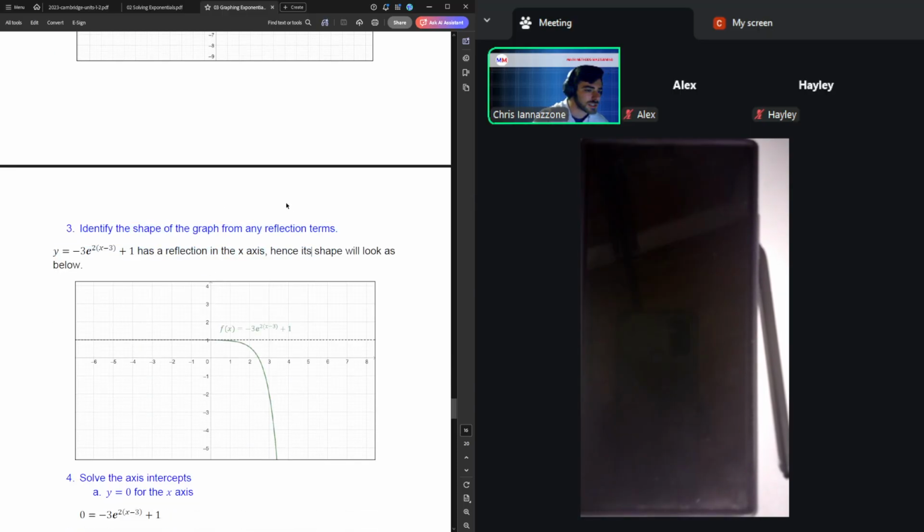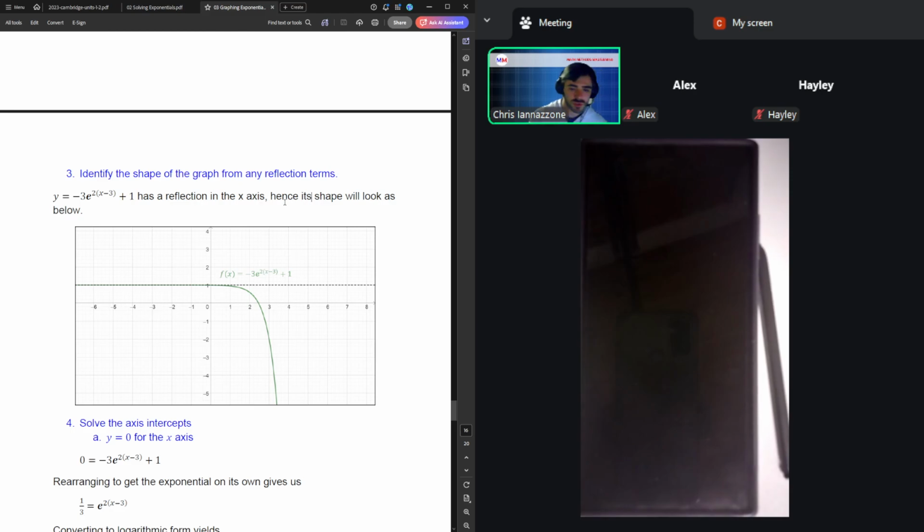I throw this step in here because it's nice to know what the overall shape of the graph is going to look like, because we want to know if I should even bother trying to solve for an x-intercept. Because if I know my graph shoots up and right, it's not touching the x-axis, so why bother? We can just skip that step. So I like to identify if there's any reflection terms in my graph first, because that way I'll be able to figure out the overall shape, and from there determine whether or not I should bother solving for certain intercepts or not.